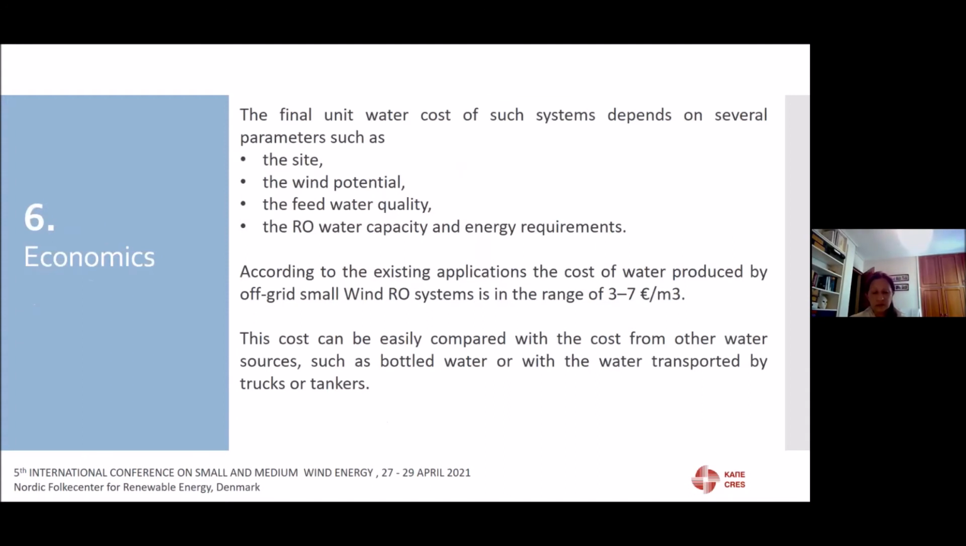The final unit water cost of this system depends on several parameters such as the site, the wind potential, the feed water quality, if we have to desalinate seawater or brackish water, and on the RO water capacity and energy requirements. Of course, there are also other factors such as the available infrastructure and the availability of budget. So according to the existing applications, the cost of water produced by wind RO systems is in the range of 3 to 7 euros per cubic meter for small RO units, less than 50 cubic meters per day.